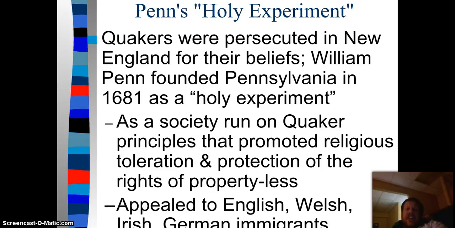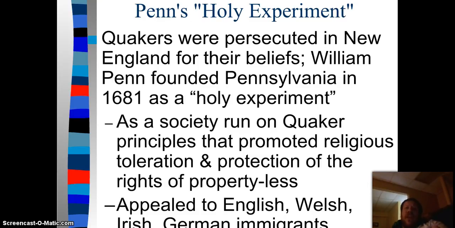He went to the king and essentially said, hey, can we do this as a holy experiment? Just give us some land, let us get out of England, let us not be in your hair, and we'll go do this. So Pennsylvania was literally named Penn's Woods. It would be a society run on Quaker ideals. Religious toleration was a big thing. Basically, you could be whatever religion you wanted to be.